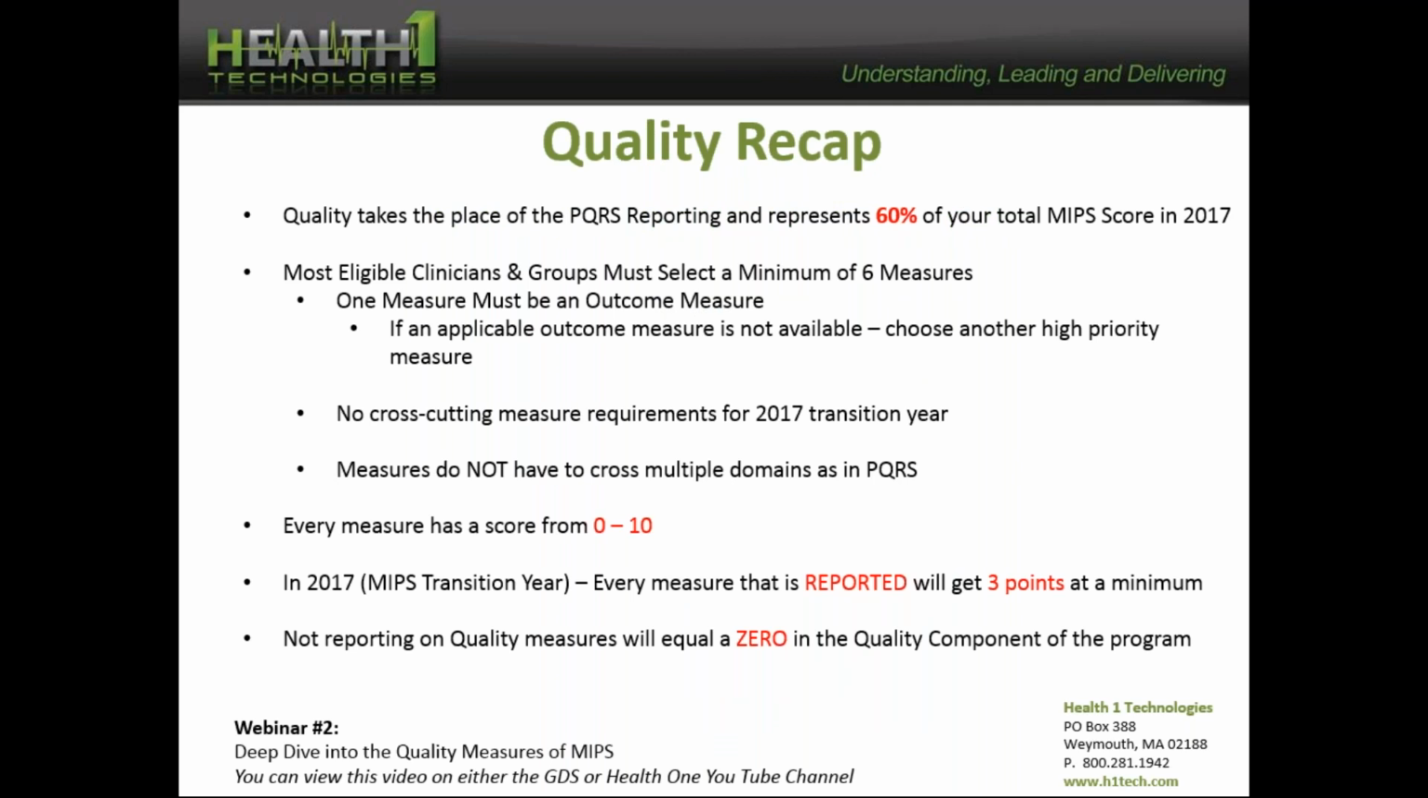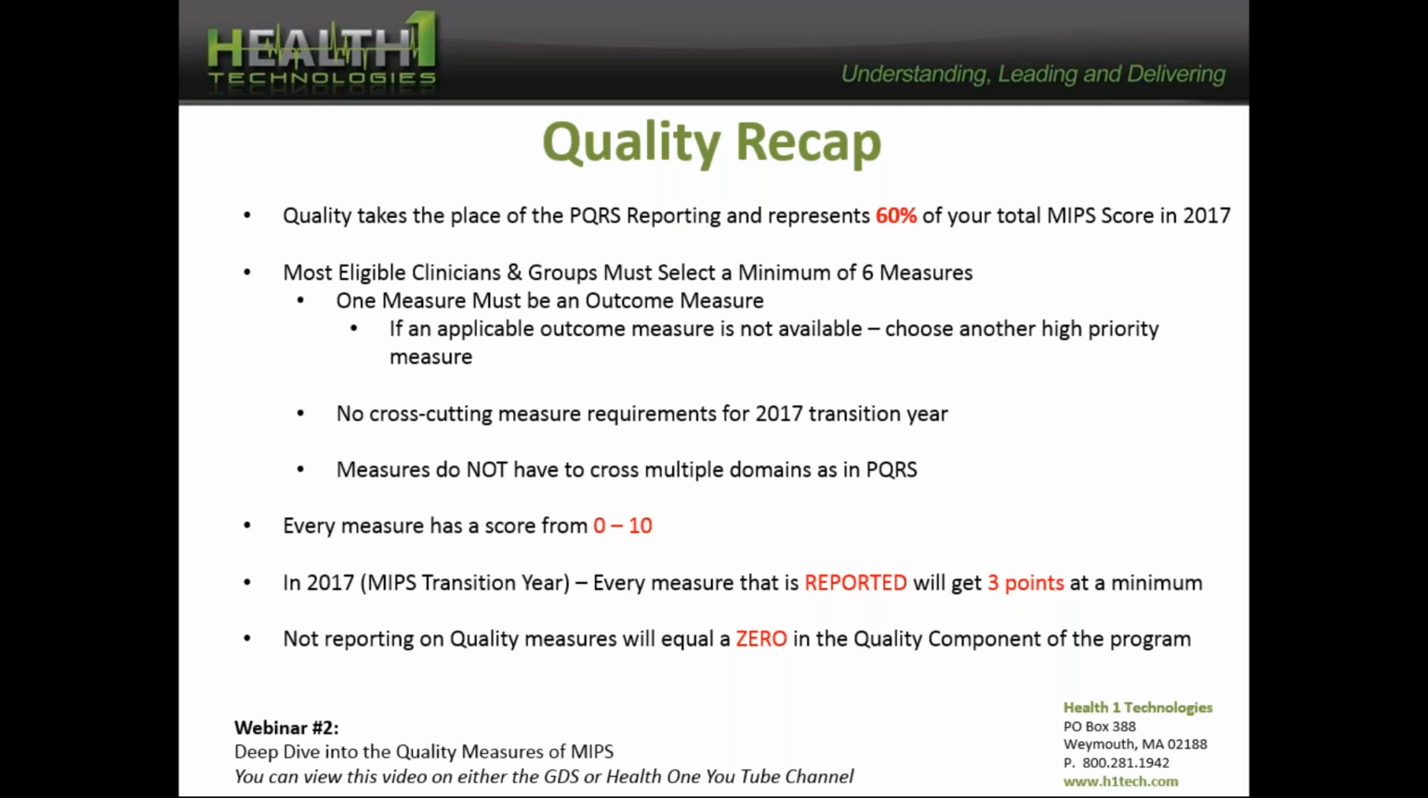Quality measure recap. So again, this is the PQRS system, basically. What we did in the past represents 60% of your score. For the most part, eligible clinicians are going to select 6 measures. 1 must be an outcome measure. If there's not an outcome measure, then you choose a high priority measure. No cross-cutting measures are required for 2017, and we don't have to cross multiple domains. Every measure has a score from 0 to 10.